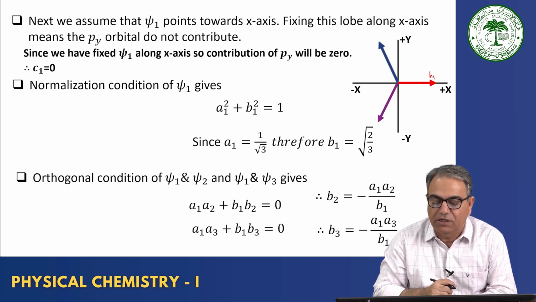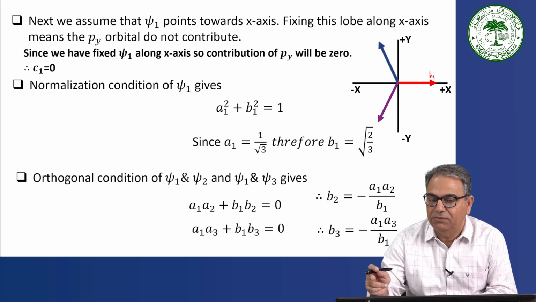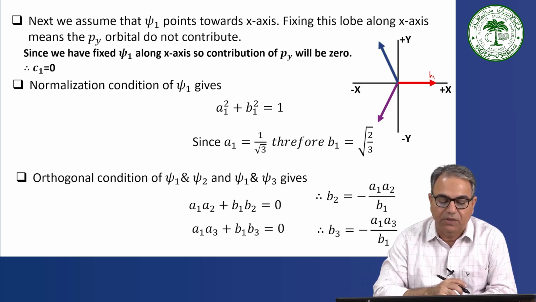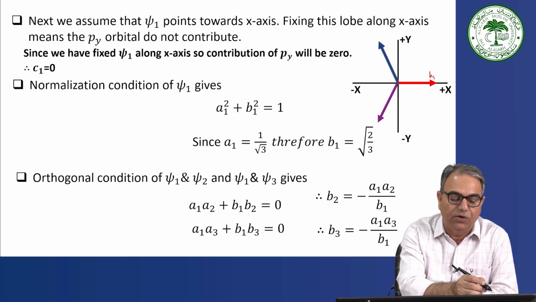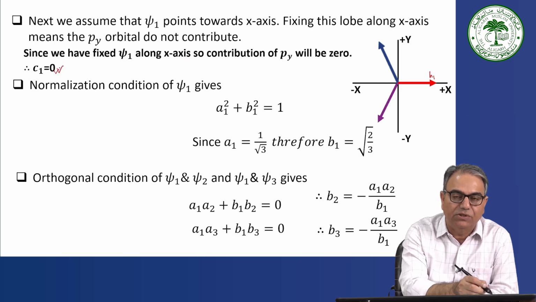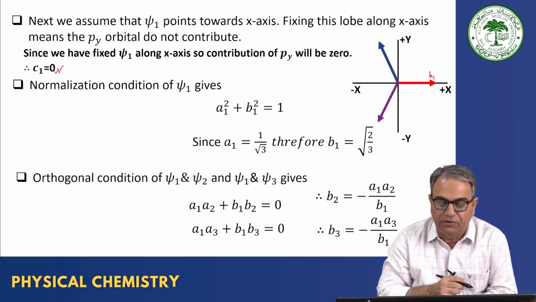And if py does not contribute, then what does it mean? We are talking about h1, and h1 is a1, b1, c1. So the contribution of psi px is b1, and the contribution of psi py is c1. So c1 will become 0. Since we have fixed psi1 along the x-axis, the contribution of py will be 0, and this contribution is actually c1 square, so c1 will be 0. Contribution is c1 square, and coefficient is c1, so c1 is equal to 0.